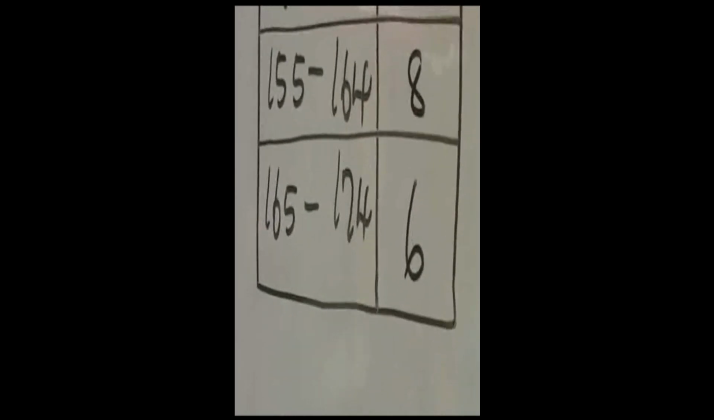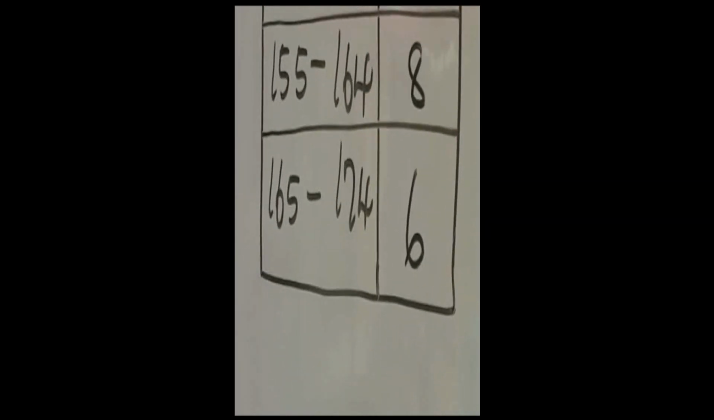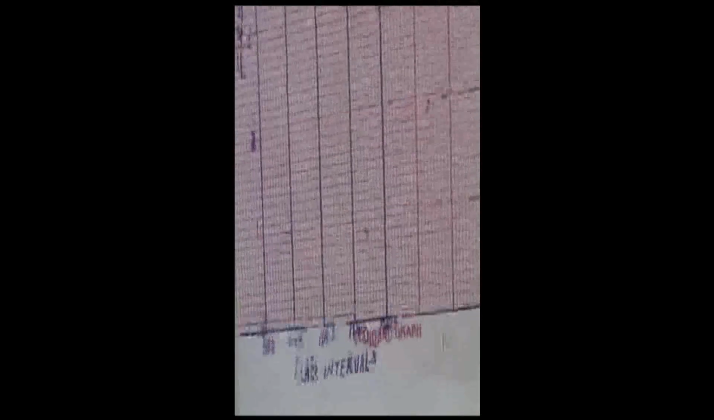The last but not the least, the fourth class interval of 165 to 174, which in the graph paper is turned to 164.5 to 174.5. The frequency is 6. So that was why its bar ended at 6. Now the mode.